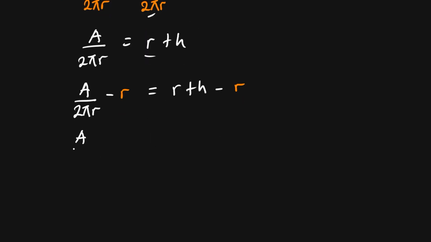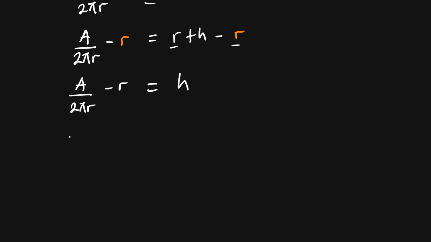Now we have a over 2 pi r minus r equals, this r cancels with that, and we remain with h. So this is the same as h equals a over 2 pi r minus r. For further simplification, let's obtain the LCM of the right-hand side. But how do we obtain the LCM of these variables? Let's do some side work.